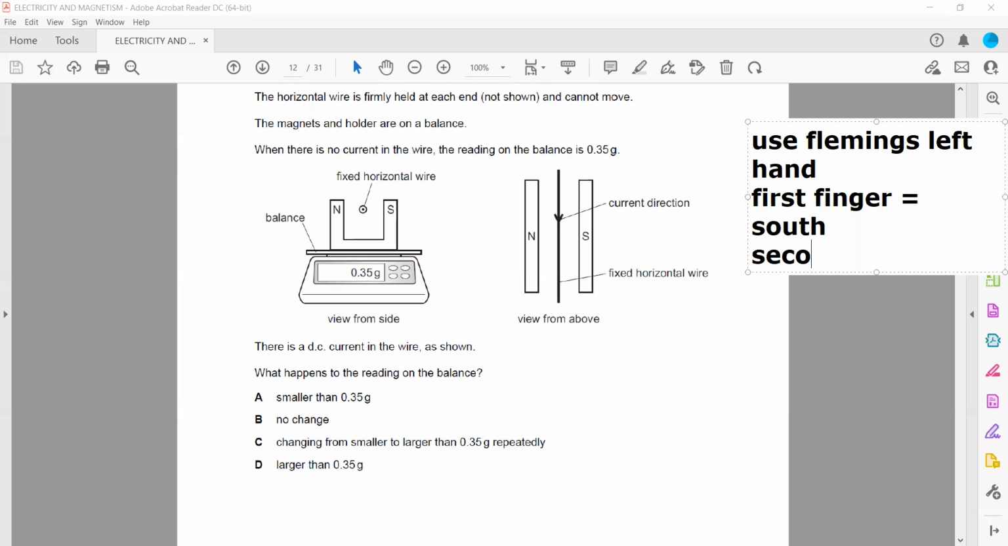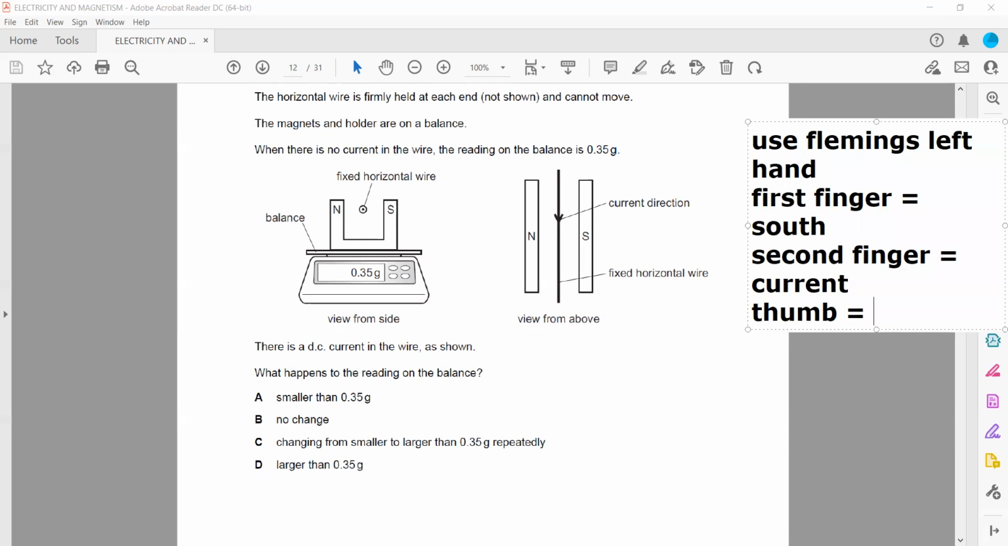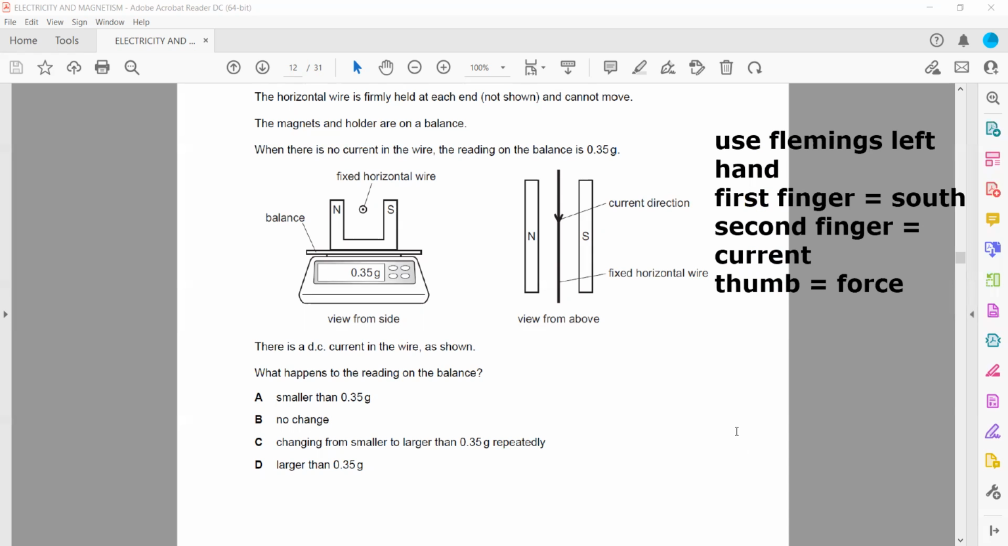Your second finger will represent the direction of the current, the direction of the conventional current, and your thumb will represent the direction of the force, which is the direction in which the wire experiences the force. When we apply the rule, your index finger should point towards the south. So you use your left hand, and your index finger should point toward the right hand side.